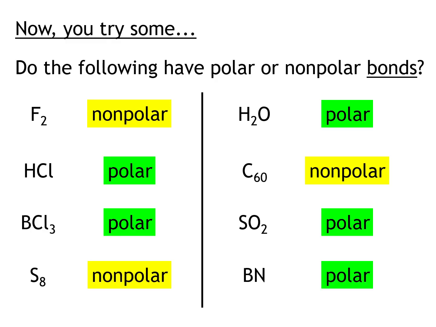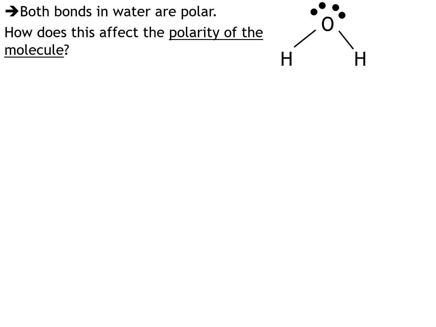All right, so figuring out if a bond is polar or not, that's easy. So of course we can't just leave it alone. We've got to make it more difficult. So now we want to look at how to determine whether a molecule is polar or not. So thinking about water, hopefully you already know that it's polar. Both bonds in water are polar.